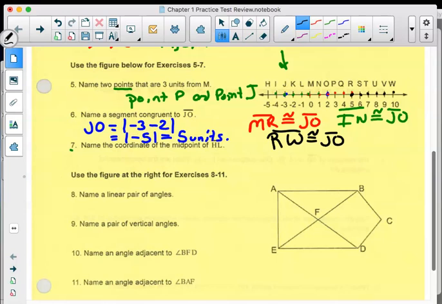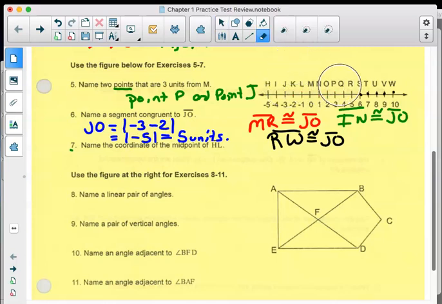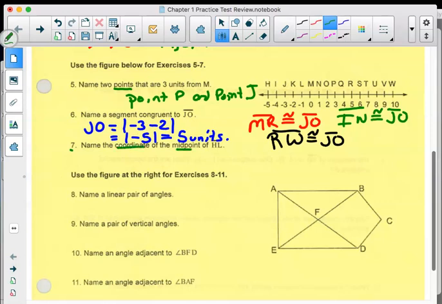7, name the coordinate of the midpoint of HL. I'm just going to clean up my diagram here, and I'm looking for the coordinate of the midpoint. The coordinate is a number for the midpoint of HL. H is here and L is here. So I'm looking for the midpoint. A midpoint is the average of the two values.